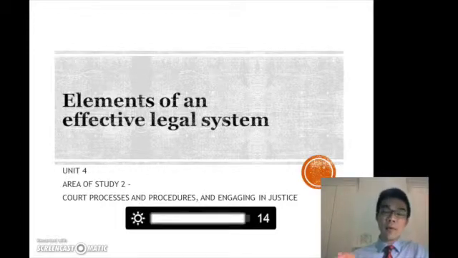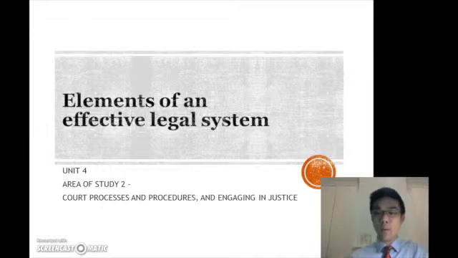When we talk about an effective law, a law must be known, a law must reflect society's values and the like. But that is not what we're talking about here. So when you see effective legal system, we're not talking about an effective law. We're talking about how the system works and whether it works in a way that is fair.